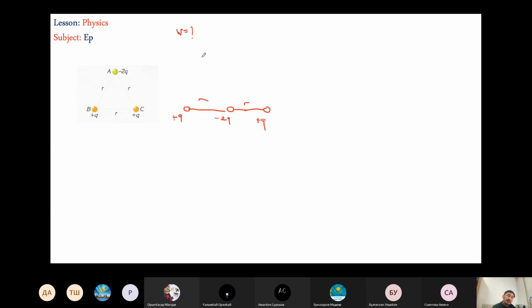Сол сұрақ. What should be the work done in order to separate the triangle and line up on the same line? So that will be collinear and minus 2Q charge will be in the middle, in the midpoint of the system. Сол үшін қанша жұмыс атқаруым керек?